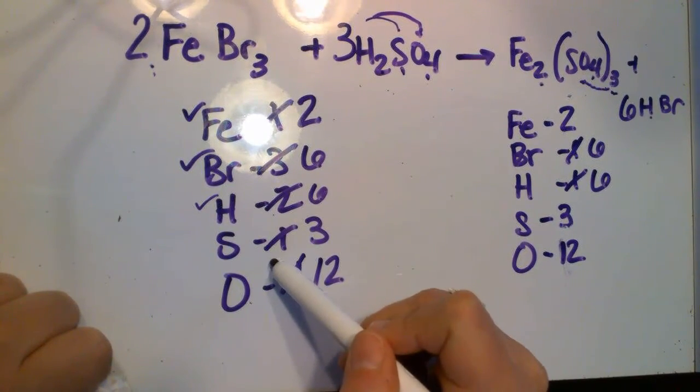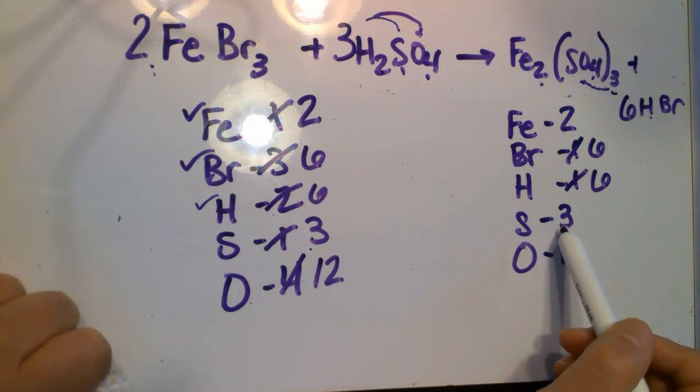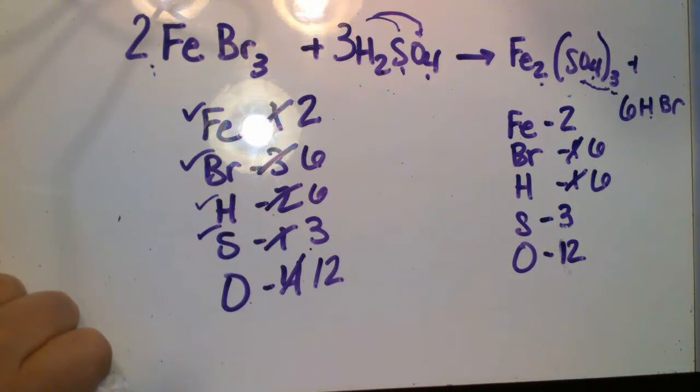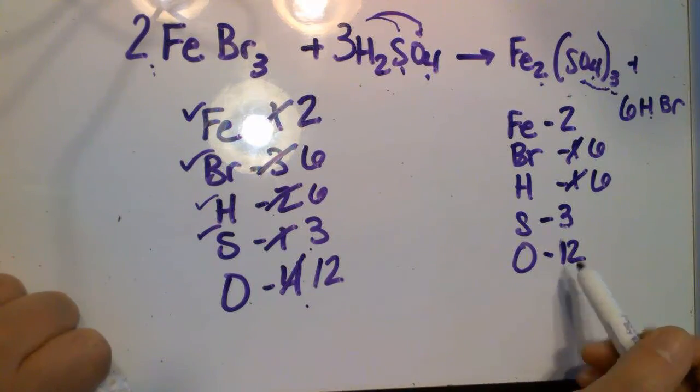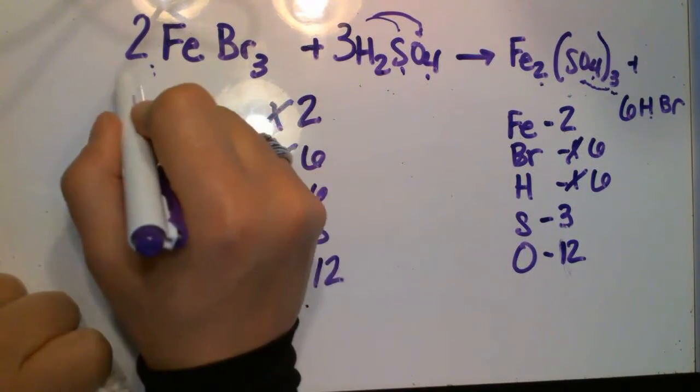So now my hydrogens are balanced, 6 on this side, 6 on that side. I have 3 sulfurs on this side, and I have 3 sulfurs on that side, so that one's balanced. And I have 12 oxygen on this side, and I have 12 oxygens on that side, so that one's balanced. So here's the balanced equation.